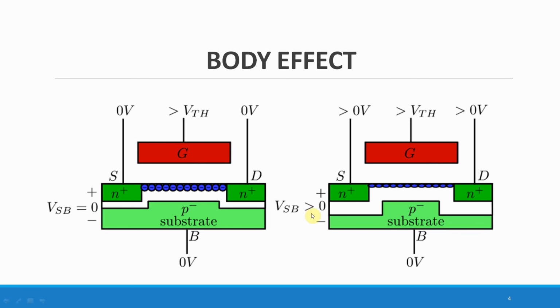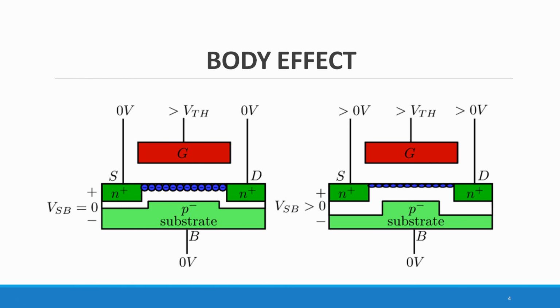But what's happening here is, as the source to body voltage is non-zero, the depletion width is getting increased, and this depletion width forces the electrons, due to which recombination occurs, and the number of electrons in this channel gets reduced, due to which there is the possibility that the channel is not created. Like at this 1 volt threshold voltage, an ordinary MOSFET turns on, but due to this non-zero source to body voltage, this channel may not get created.